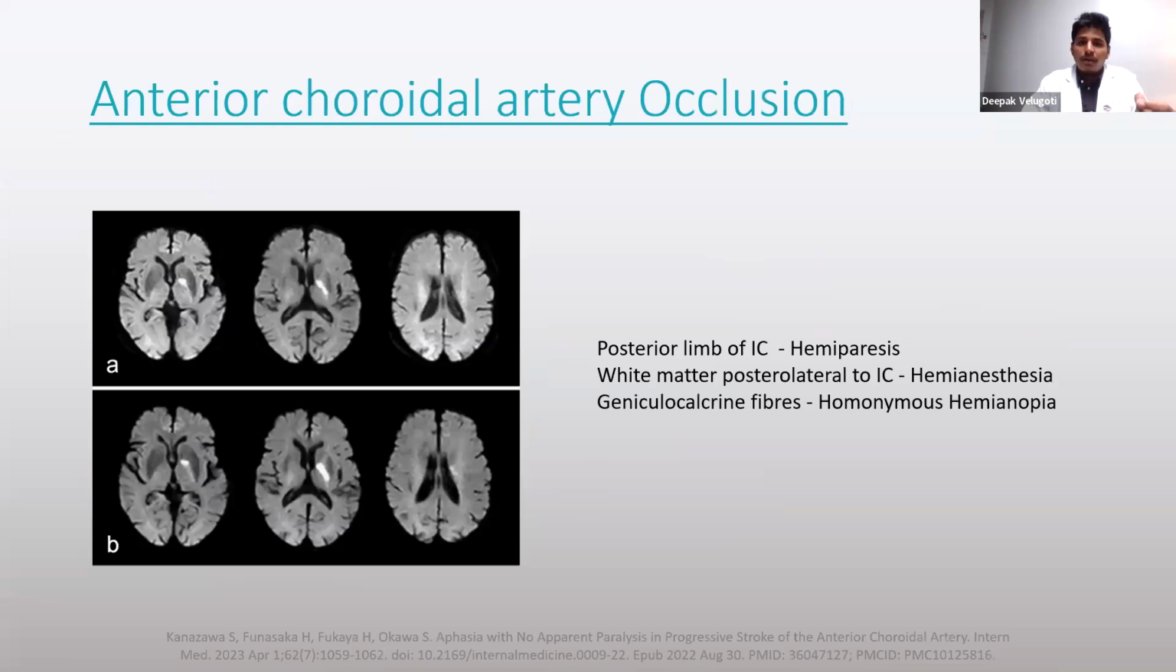In case of anterior choroidal artery occlusion, the patient develops stroke in the area of the posterior limb of the internal capsule and the surrounding white matter. When it is involved, the patient develops hemiparesis, hemianesthesia, and homonymous hemianopsia, because the optic radiation runs between the internal capsule and the white matter.